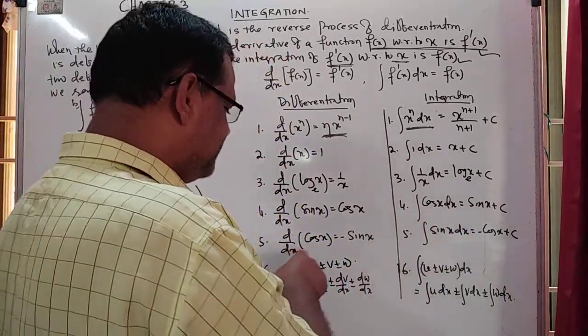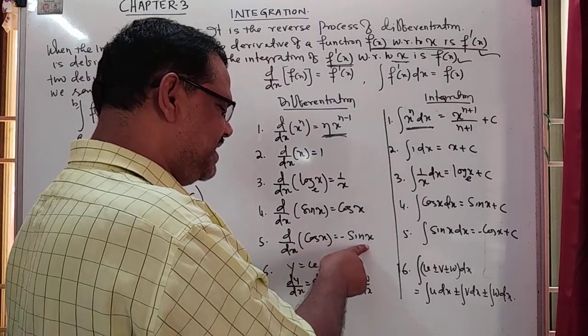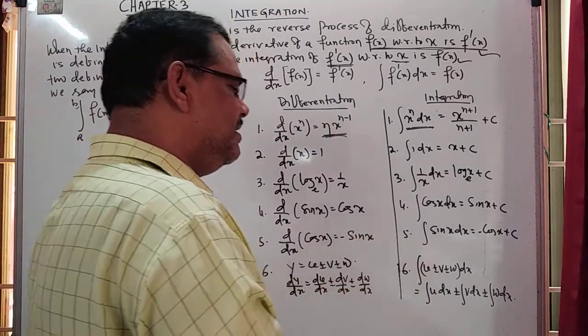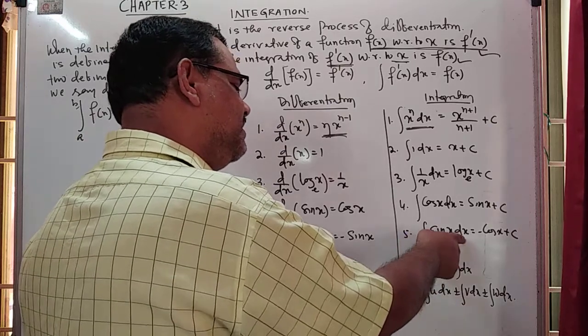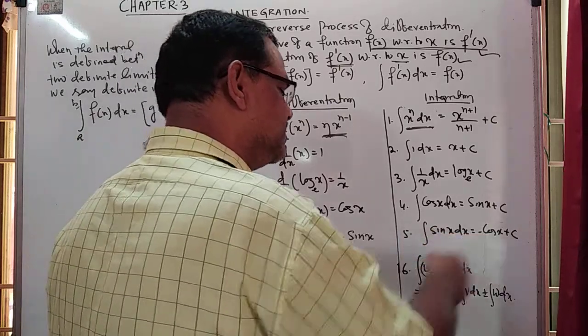Similarly, the differentiation of cos x equals minus sin x, and if you take the integration of sin x dx, you get minus cos x plus c.